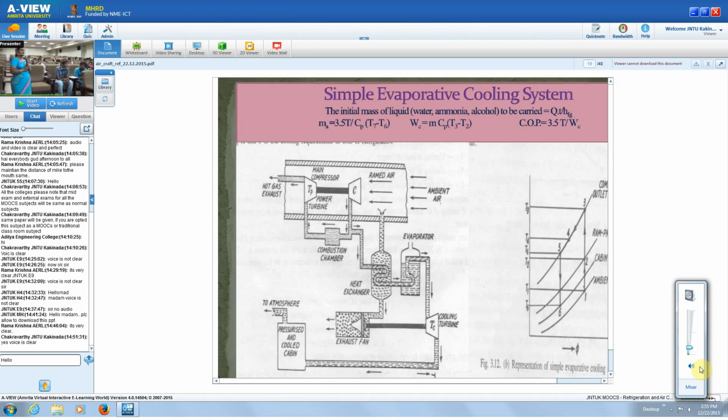So the main advantage here is that the exit temperature from the cooling turbine, that is 6, will be lower than that of the previous. So the lower the temperature, the more heat can be taken away from the chamber to be cooled.